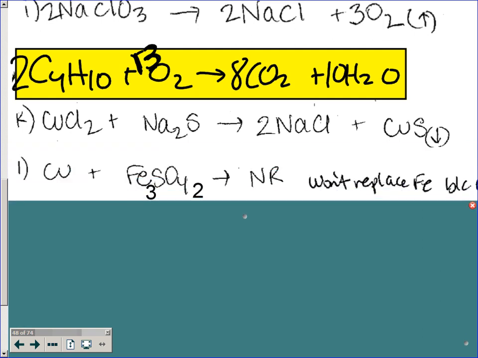What kind of reaction? Oh, I forgot. Let's fix this real fast. Copper and iron 3 sulfate. What kind of reaction is this? Copper and iron 3 sulfate.